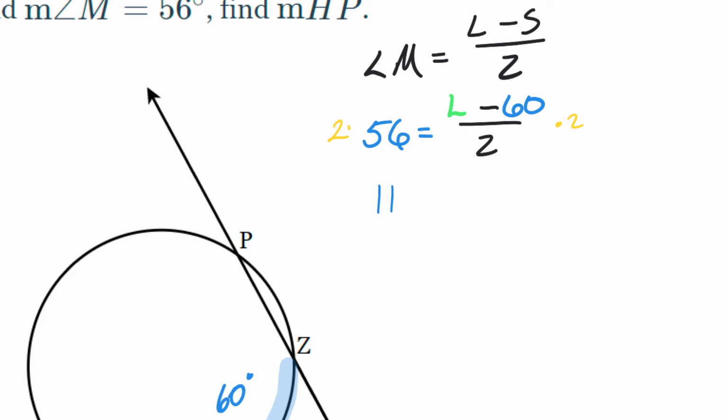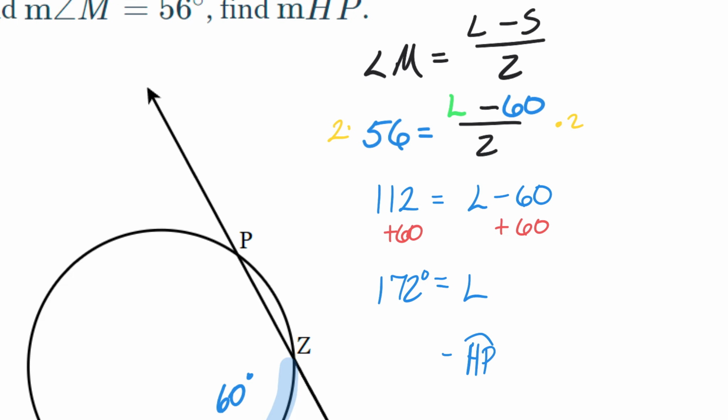So this is 112 equals L minus, the large side minus 60. So we have to add 60 to both sides, and what we learn is the large side would be equal to 172 degrees. Now the large side, if we were asked to name this, arc HP has a measure of 172.